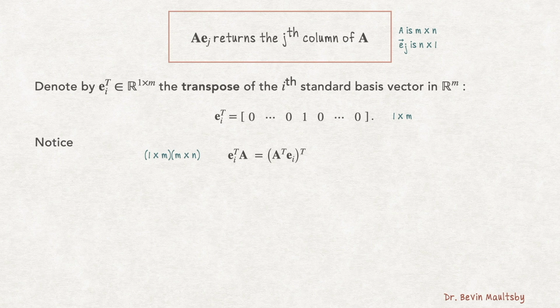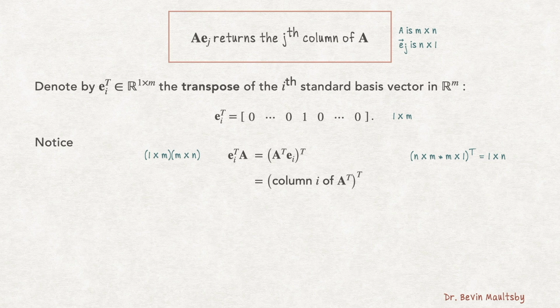Keeping track of dimensions, A transpose is n by m, it's the flip of A, and the standard basis vector that we're working with here is m by 1, so that inside the parentheses we would have an n by 1 vector in Rn, but we are going to transpose that into a row matrix which is 1 by n. Using our boxed knowledge at the top of the slide, we can say what's inside the parentheses. We are multiplying a matrix with a standard basis vector. So this will be the ith column of A transpose inside the parentheses.